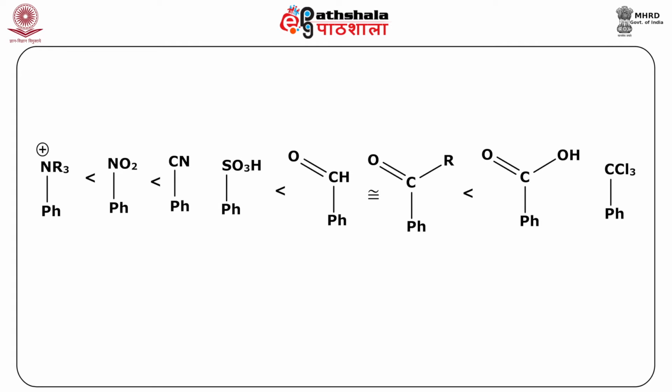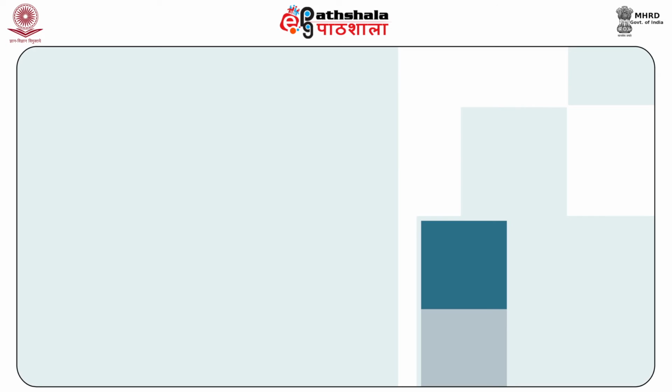So, for the deactivating meta directing groups discussed here, the effect in decreasing order will be: first the NR3+, that is with the N and the positive charge, then the nitro, then the cyano, then the sulfonic acid. Note that cyano and sulfonic acid have almost the same electron withdrawing, or deactivating, effect. Then comes the phenyl ring attached to the aldehyde, then approximately similar is the ketone. Then comes the carboxylic acid, and a similar position is held by the CCl3 group or CF3 group.